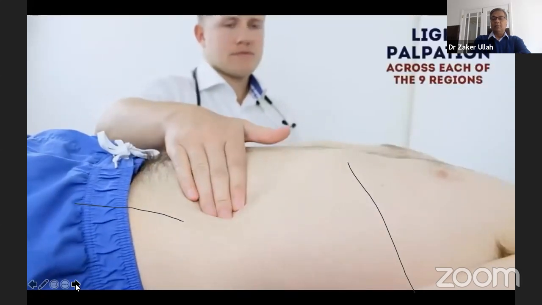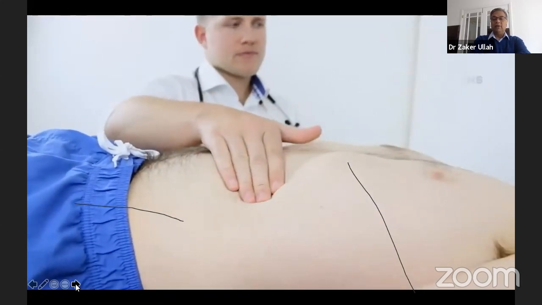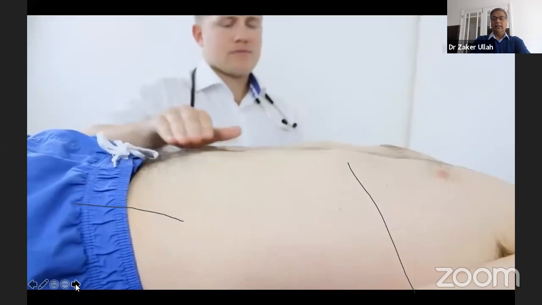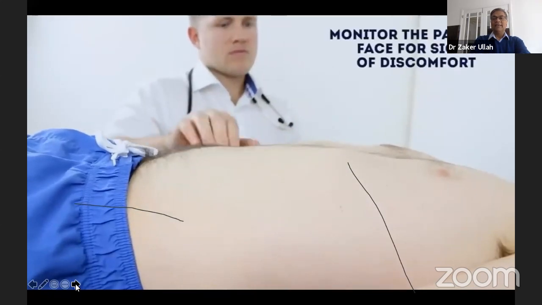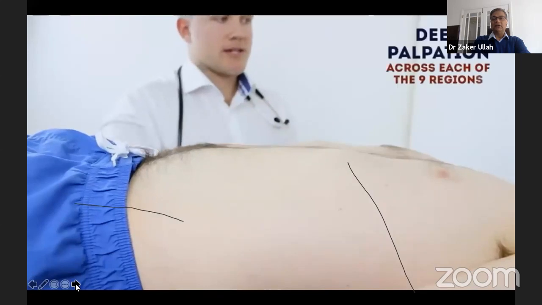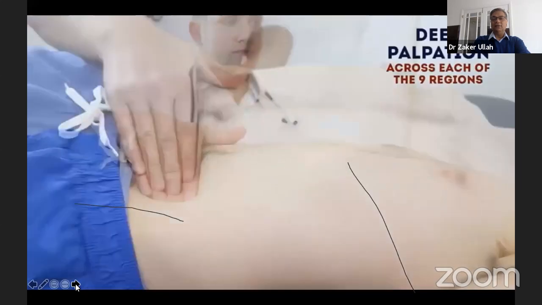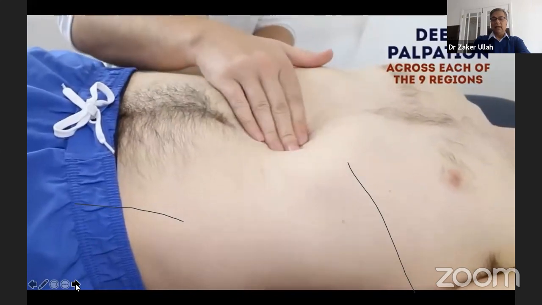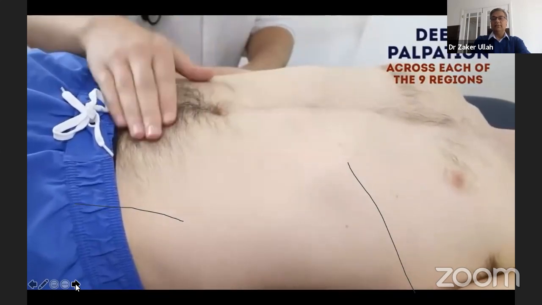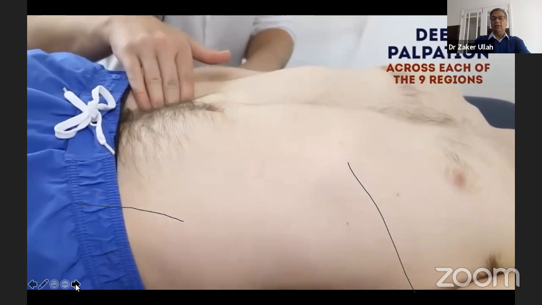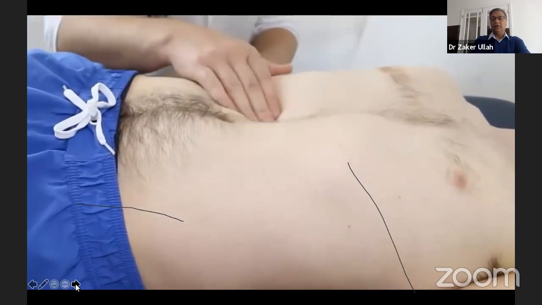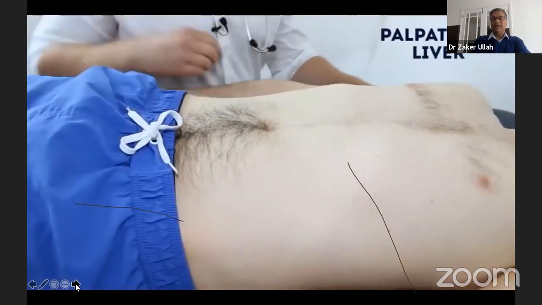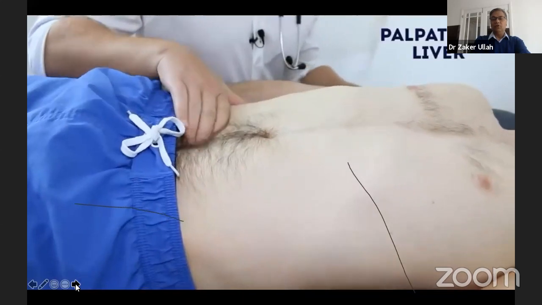Always ask, where's the pain? Don't examine the painful area first. Examine less painful area first. And monitor patient's reactions. Look at the face and see whether the patient is getting any pain or discomfort. That will help you to understand where the pain is. All 9 regions should be palpated superficially first and then deep. And the liver palpation, we all know that.